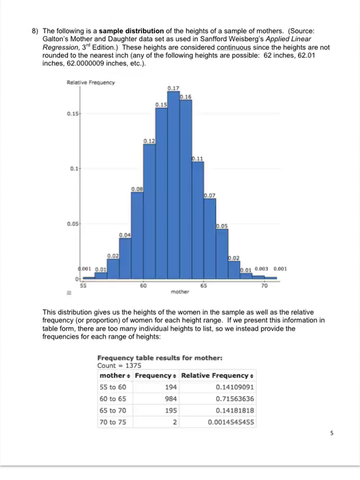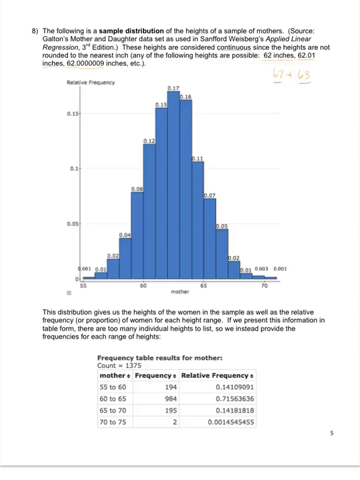Okay, number 8, the following is a sample distribution of the heights of a sample of mothers. And the source is given below, so you can check that out if you'd like. These heights are considered continuous since the heights are not rounded to the nearest inch, which means that any of the following heights are possible. So you could have someone who's 62 inches tall, or again, something a little above 62 inches, or something even a little bit less above 62 inches. But anything in between, let's say 62 and 63 is a possible measurement or possible measure of the person's height. In other words, we're not limiting someone to just 62 or just 63 inches.